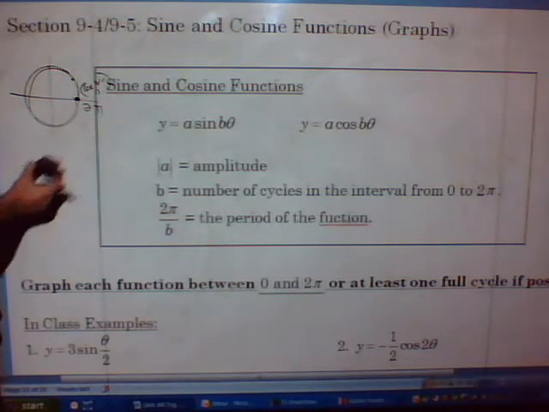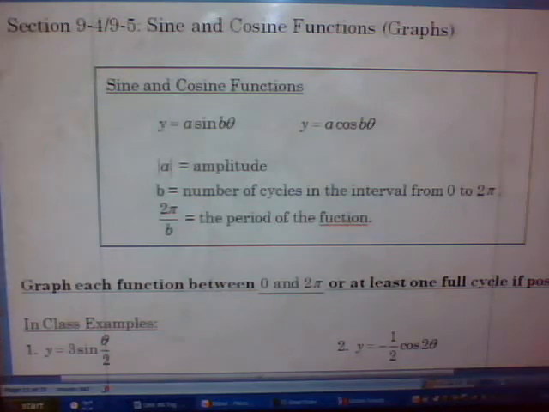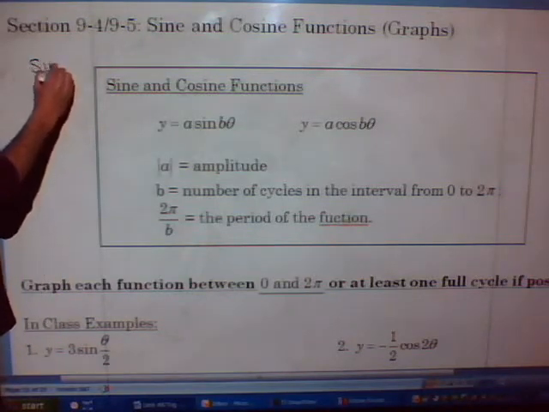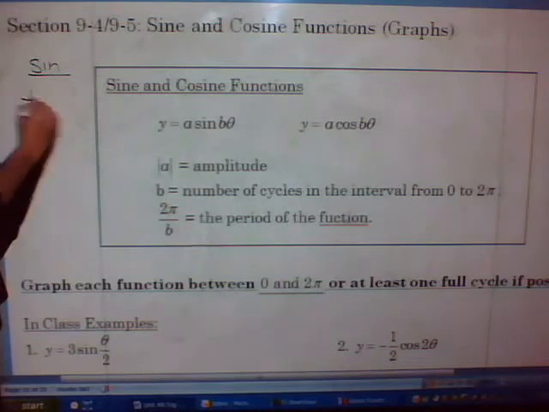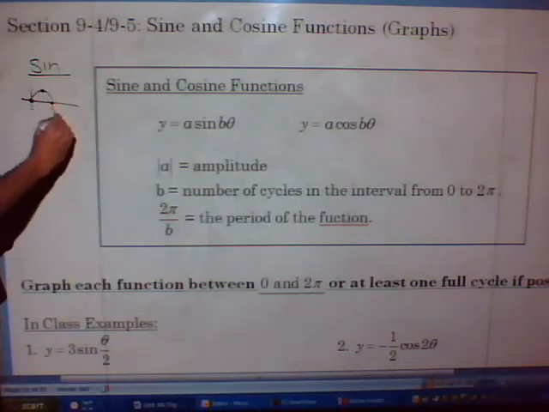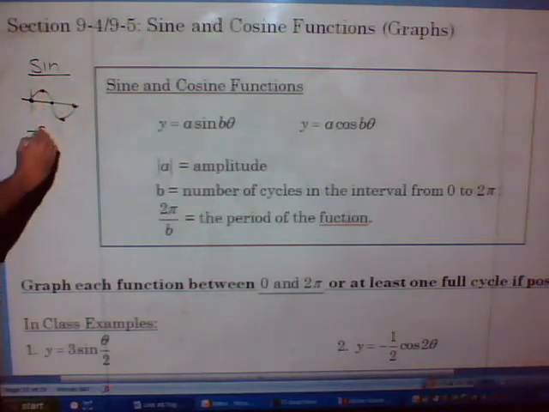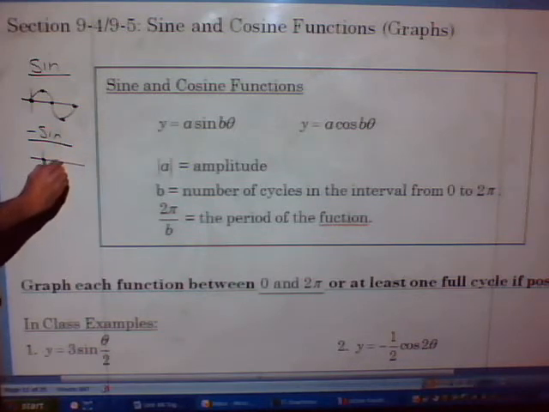Okay? So, we need to know the variations of the sine and the cosine graphs. So remember, positive sine graph started off at 0 and went up to positive 1, down to 0, down to negative 1, back to 0. That's a positive sine. Negative sine started off at 0 at the origin, went to negative, then to 0, then to positive, then back to 0.